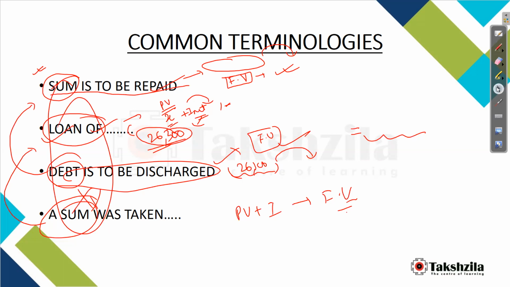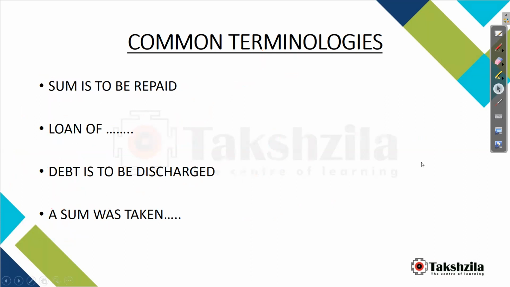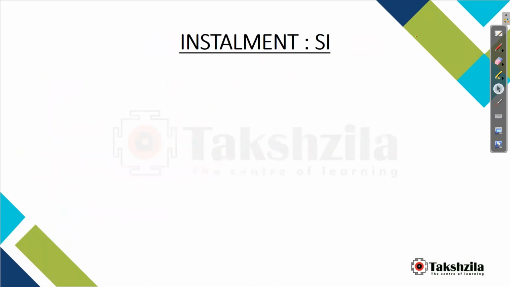Okay, so let's start. First we'll be dealing with SI, installments in SI. First of all, we'll convert the given amount. If it is already a future value, then we use it directly. But if it is a present value, then we can convert it.